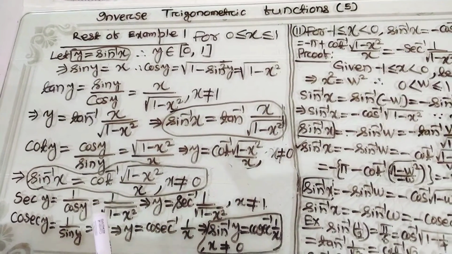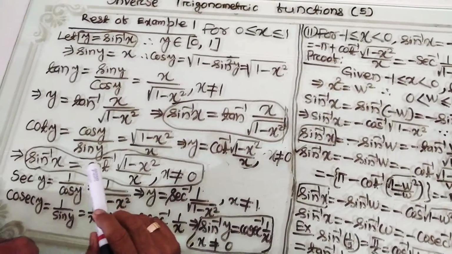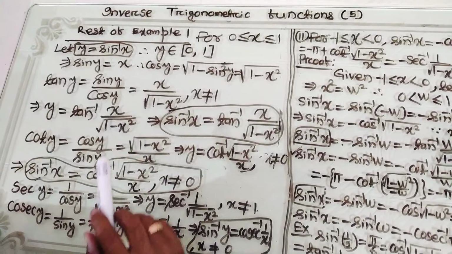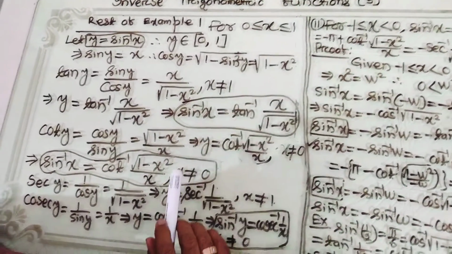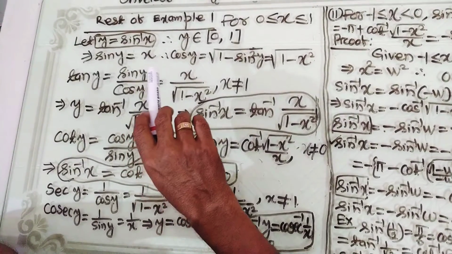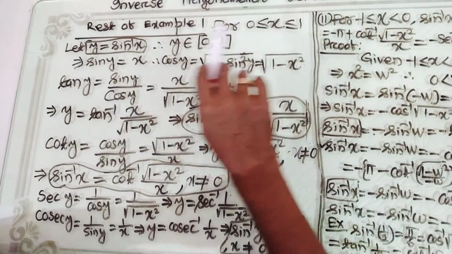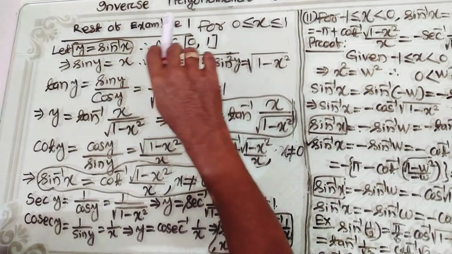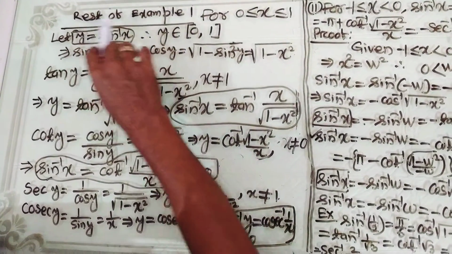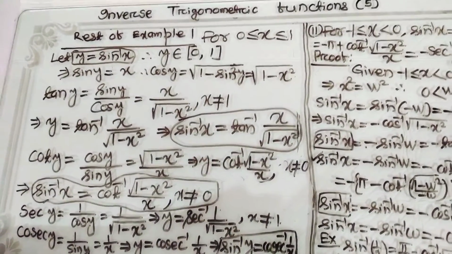Dear students, this is the fifth slide of inverse trigonometric functions. In slide 4 we discussed example 1, and this is the rest of example 1.